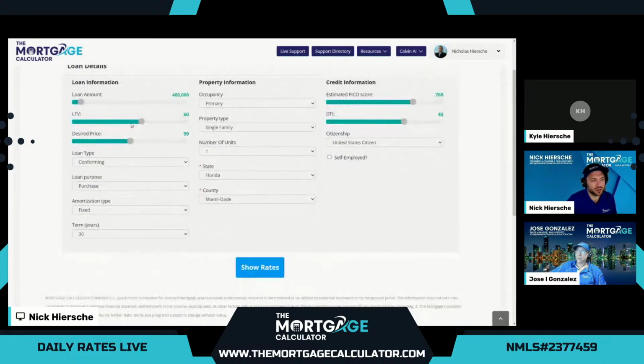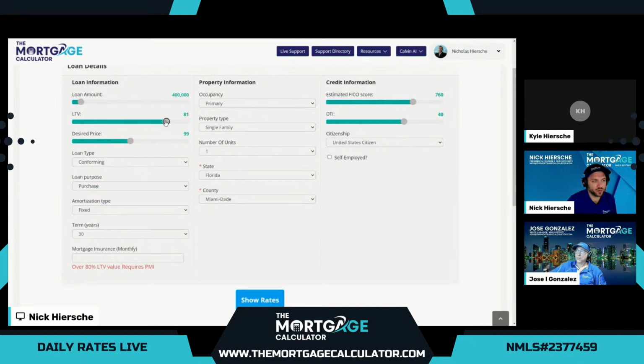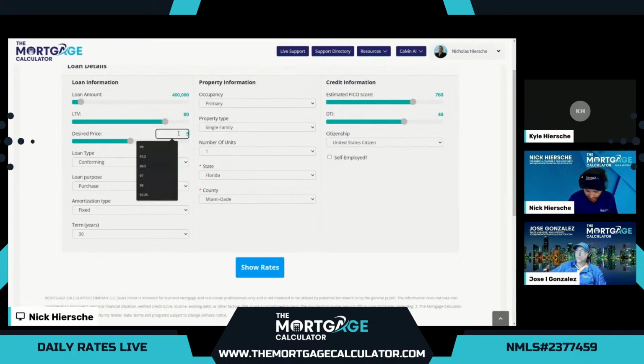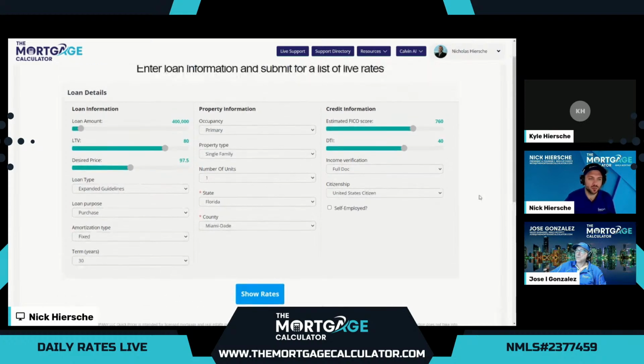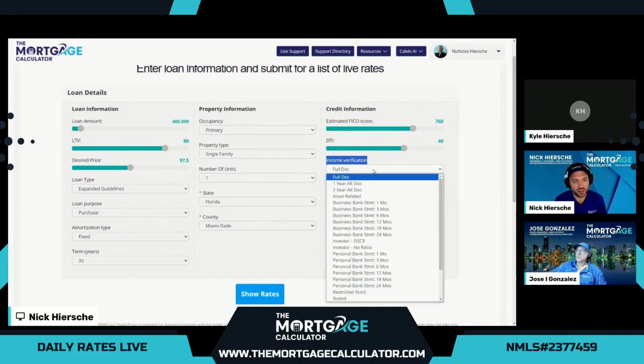Many other banks or lenders will have to deny that customer, but that's where we have over 5,000 additional options for the same scenario under expanded guidelines, where we can use alternative income. So everything else will stay exactly the same, but now we can choose a different income method. Full doc is what we use for conventional and FHA. That's 2 years of tax returns. So we would typically choose another option because our customer doesn't qualify for full doc.